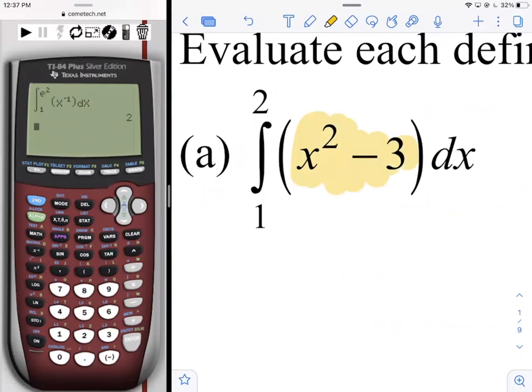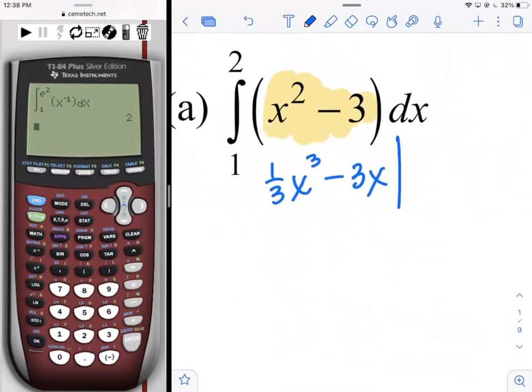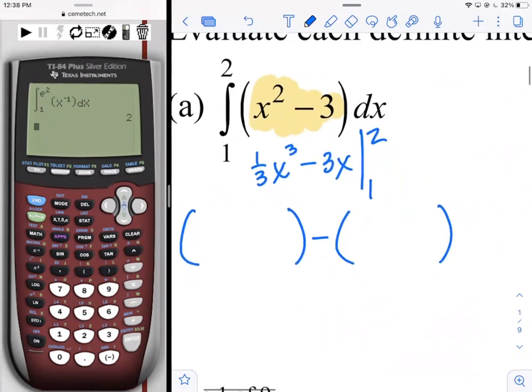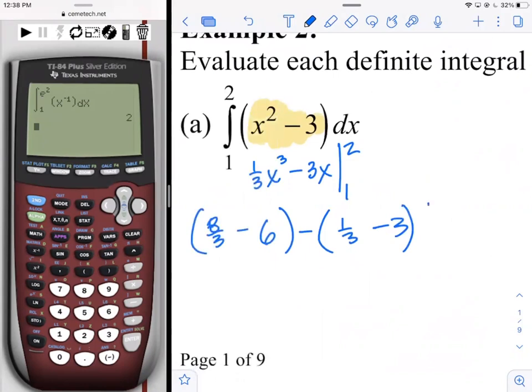Can I find the antiderivative of x squared minus 3? Yes. So let's just use the FTOC. X squared becomes 1/3 x cubed. 3 becomes 3x. Do we need the plus c? Not in this case. So evaluated from 1 to 2. Make sure you have that on there. And now we'll plug in the top minus plug in the bottom. Parentheses minus parentheses. When I plug in a 2, I get 2 cubed is 8 times 1/3. I get 8/3 minus 6. And I plug in the bottom and I get 1/3 minus 3. How's that looking for a free response answer? Pretty darn good.